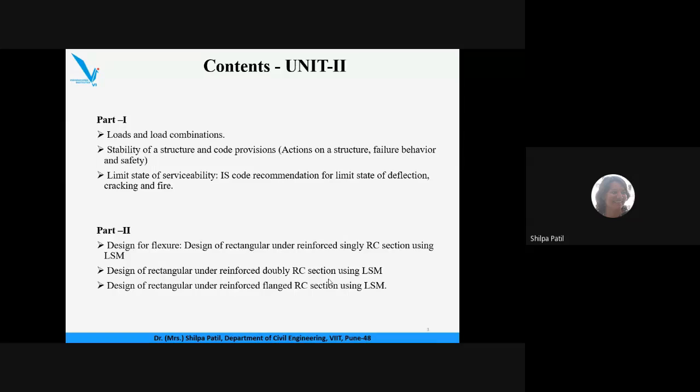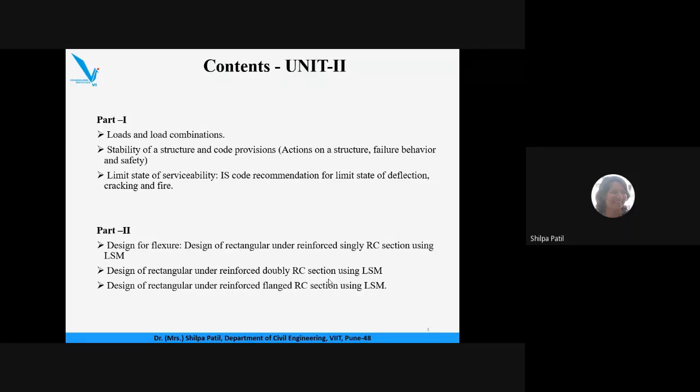And unit 2 consists of the basic concepts of load and load combinations, stability of a structure and code provisions, limit state of serviceability, what the provisions by the IS code are, and part 2 entirely deals with the design of flexural members, that is, design of beams.